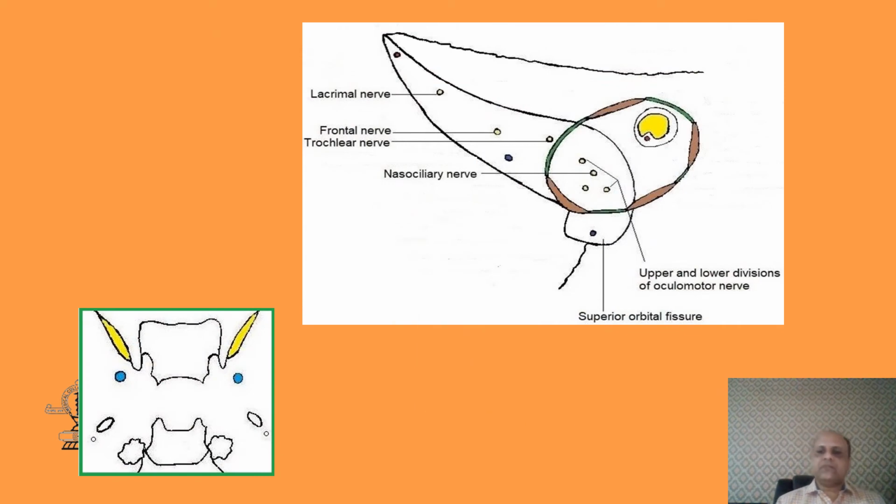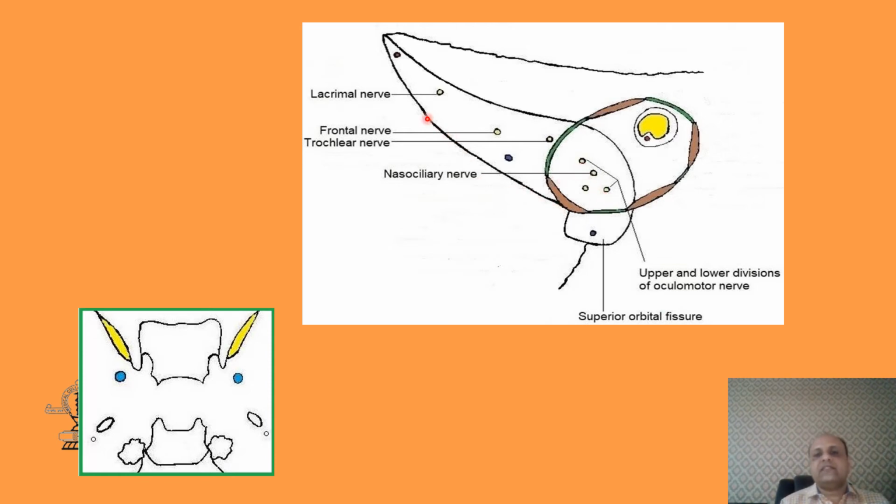Now, what happens to these structures in the lateral wall of the sinus? That is important to understand. Now, in the anterior aspect of the lateral wall, the third nerve divides into two divisions. That is the superior division and the inferior division. Now, you can make out this is superior division and inferior division.